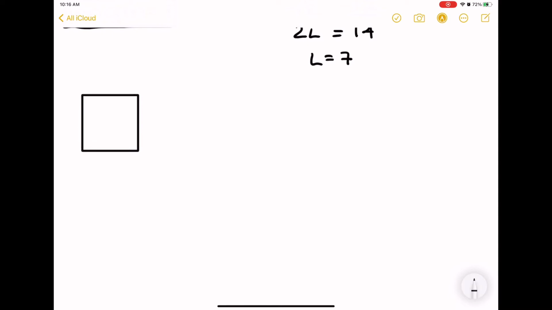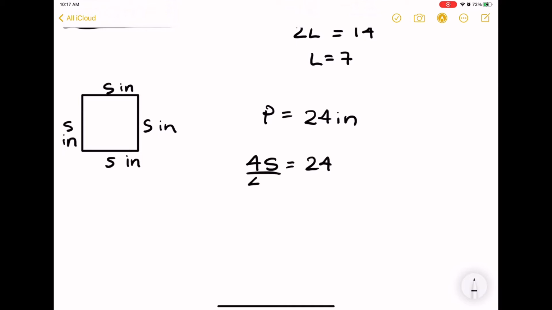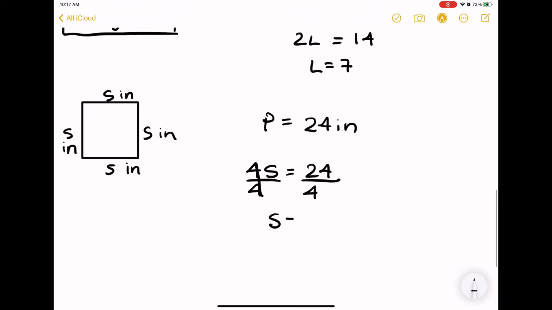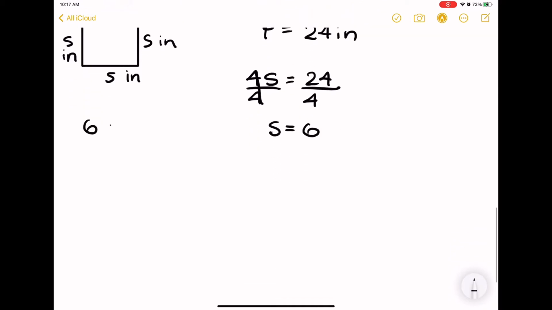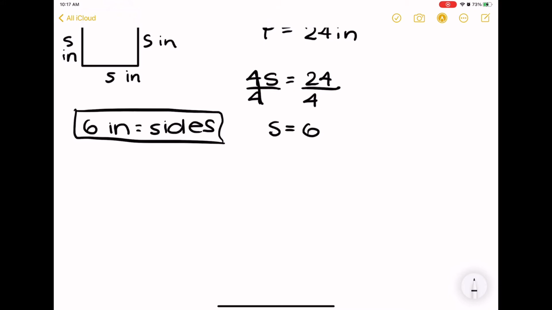We can also use this to find out the squares. However, squares have all the same sides, so you won't be given one side. So let's say we know that it's s inches all around, but we know the perimeter is 24. Well, we know the formula is 4s is equal to 24. So we just divide by 4 and find out what our s variable is, and that's 6. So it's 6 inches is equal to the side.